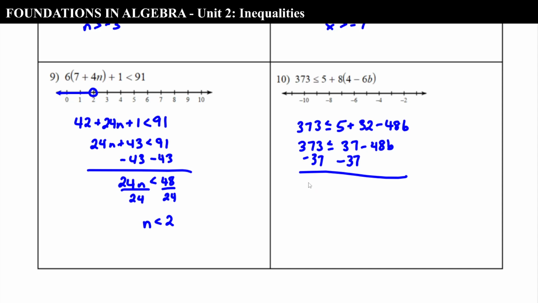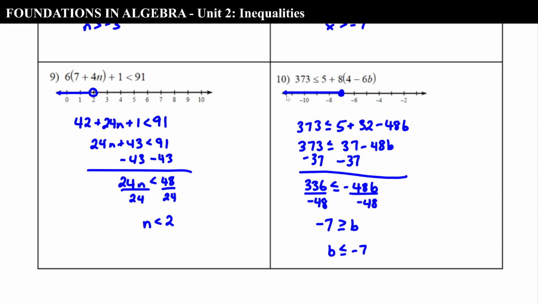So that gives us 336 on the left. We still have negative 48b on the right. So now we're going to divide each side by negative 48 to get b by itself. That gives us negative 7. We divided by a negative, so we have to flip our sign. It's greater than or equal to b. And now we're going to flip the whole solution. So b is less than or equal to negative 7. Less than or equal to means we're going to fill in the dot at negative 7. And since we are less than, we're going to the left.